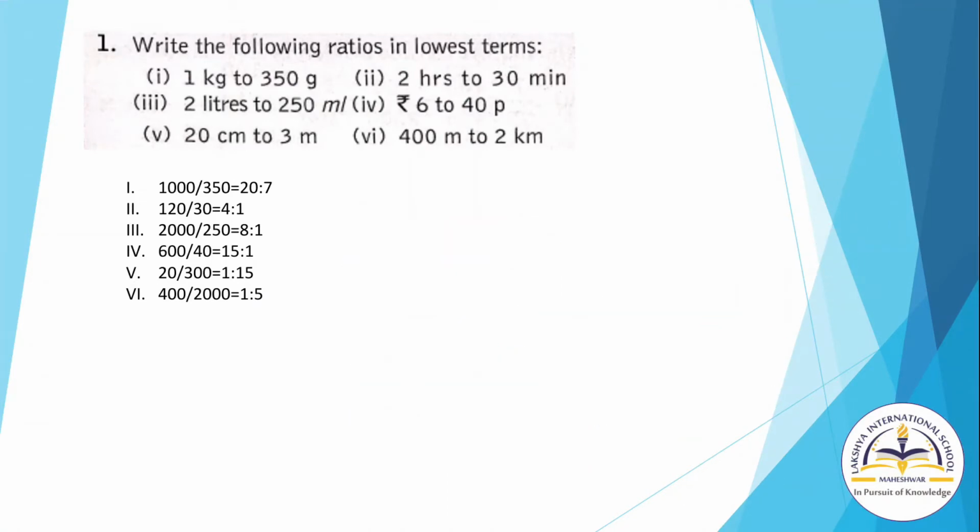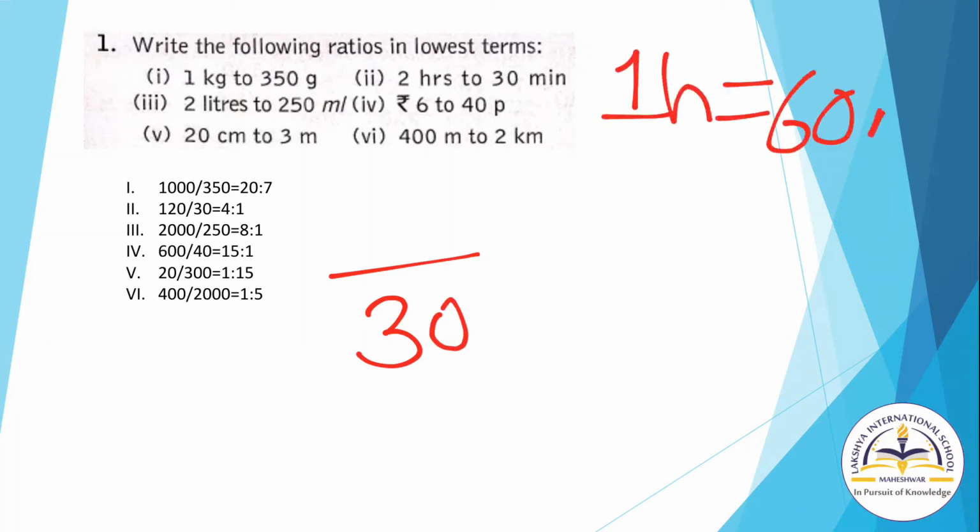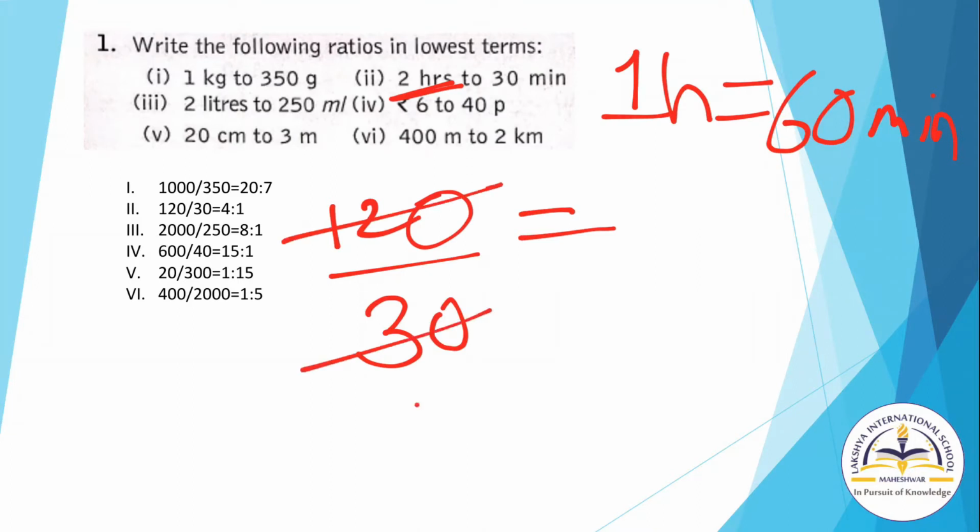Now 2 hours 30 minutes. Now 30 minutes. Now in 2 hours how many minutes are there? In 1 hour there are 60 minutes. So now in 2 hours how many minutes? 120 minutes. Now you can see, you can easily cut with the table of 3. You will get 1 and 4. So 1:4 ratio will be the answer.